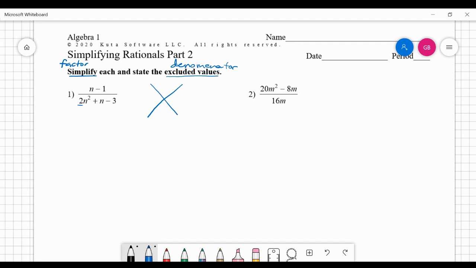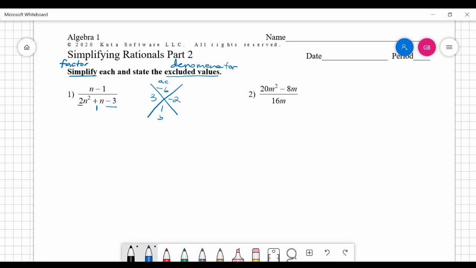Okay, so for the X method, remember we have to put the AC on top, B in the bottom. So 2 times -3 is -6, and the B value here is simply 1. So numbers that multiply to -6 and add up to 1, the 2 must be negative.